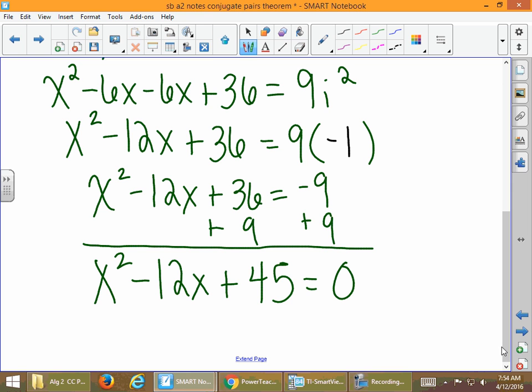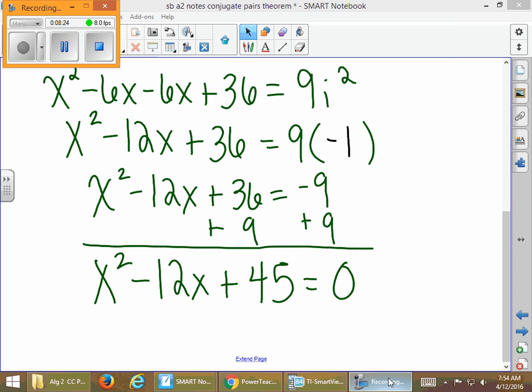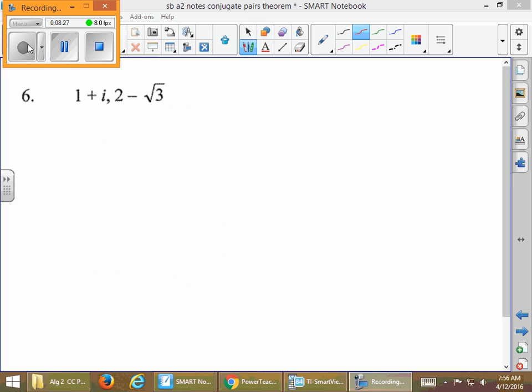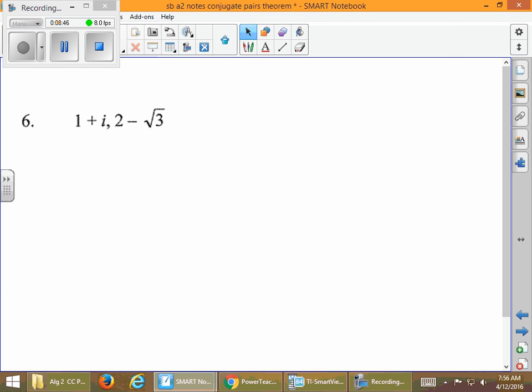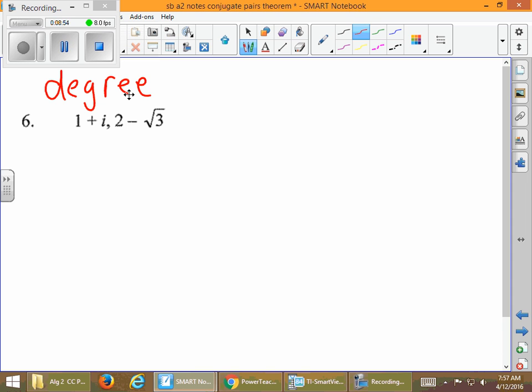Why do we square? Like the third step. Problem number 6. Again, my flaw is that I did not put the degree on these problems, and I wish that I would have put the degree on these problems. So what I'm going to say is that the degree of our polynomial that we're going to end up with is going to be 4.